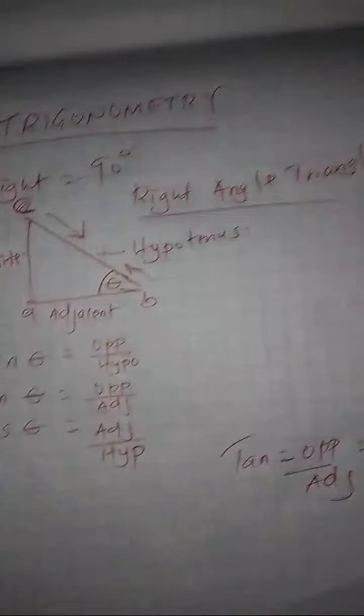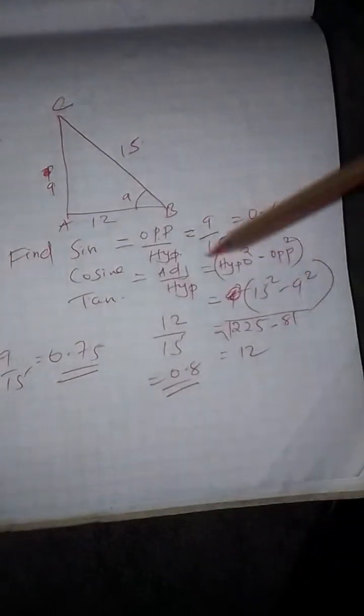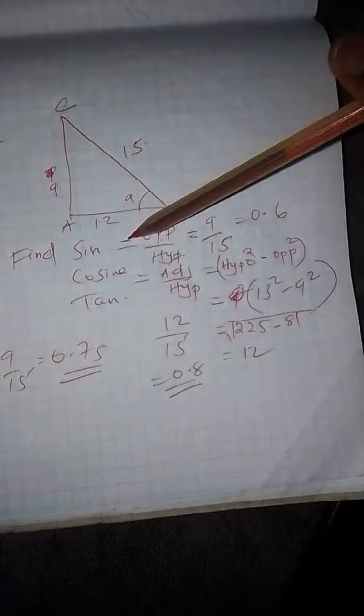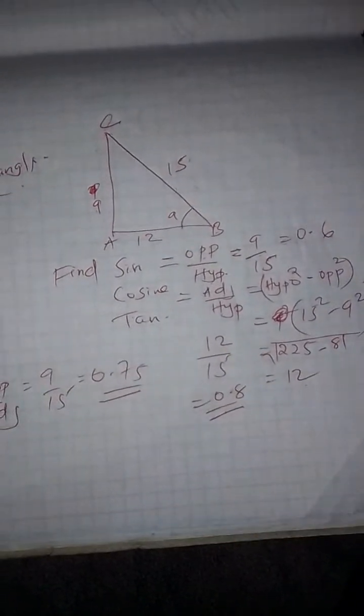So once you master all that, that is why we've done an example to explain what we are talking about. Like sin theta is opposite over hypotenuse. Opposite is 9 over 15, and the answer is sin theta is 0.6. I want us to move to the next thing, because now we've mastered that.